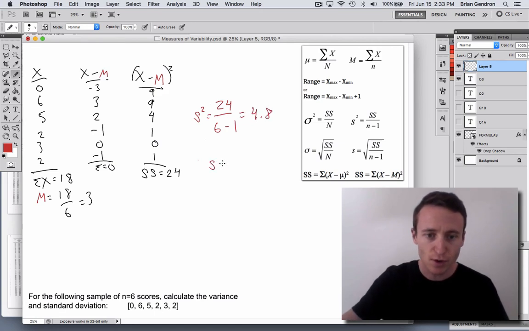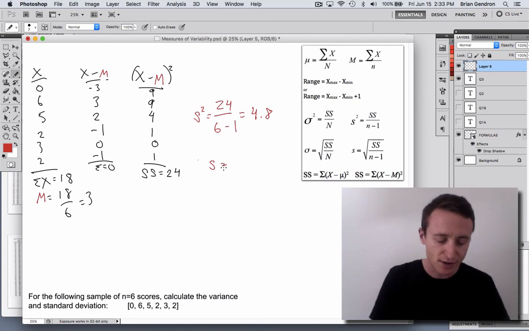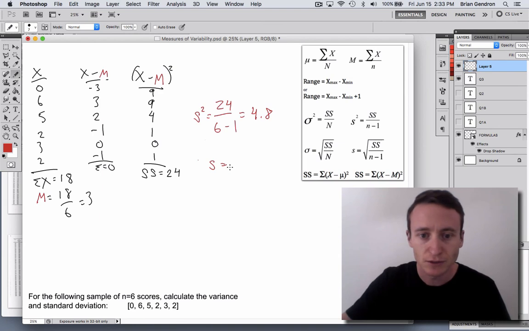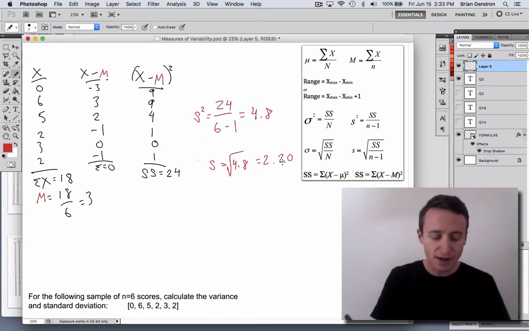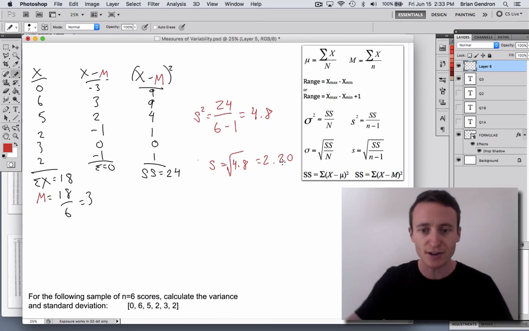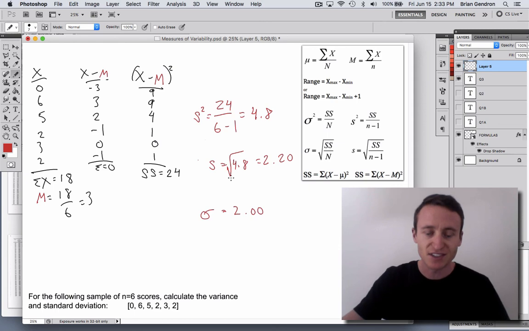Then let's go one more step and calculate the standard deviation, which is 2.20. How did I get that? Square root of 4.8, 2.20. If you recall, the population standard deviation in the question a second ago was 2, yet the sample standard deviation is 2.2. So when we considered these values to be a sample of scores, the standard deviation became larger, and that's because we divided by n minus 1 instead of n.